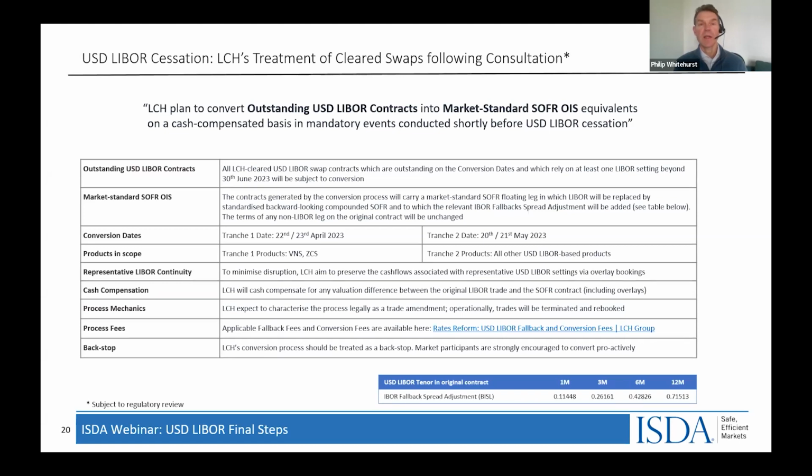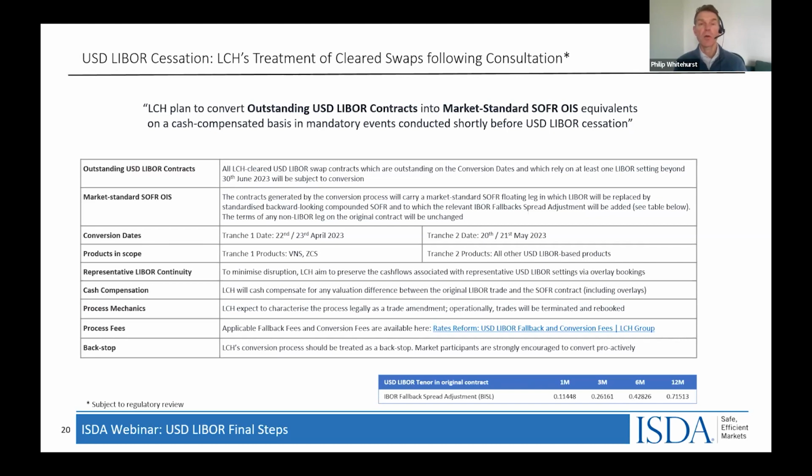So if I can give an example, if you have a trade cleared with LCH that matures in September 2023 and that is against 3-month LIBOR rolls, the final fixing for that trade would be in June. 3-month dollar LIBOR is representative in June. Therefore, there is no benefit, no need to convert that trade. So trades that are, we call, fully fixed will be left alone.